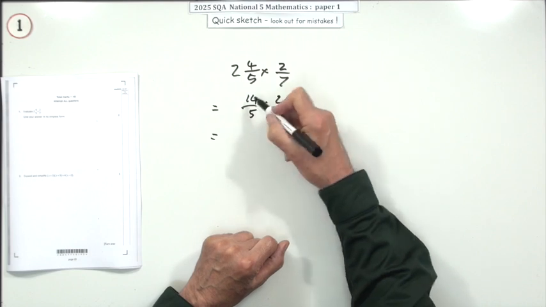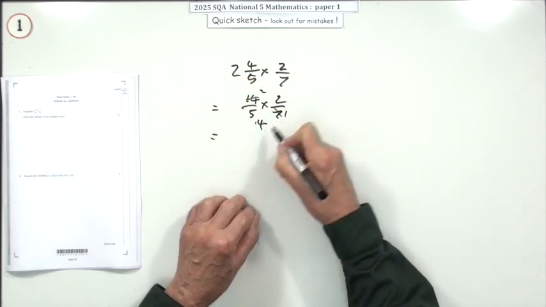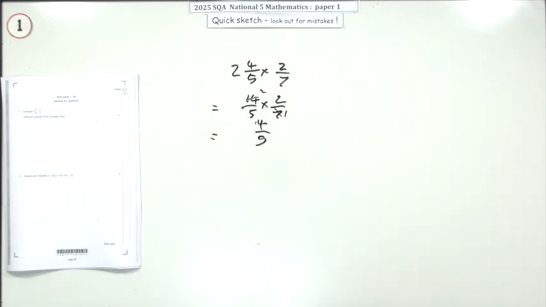So the 7 into 7 goes 1 and the 7 into 14 goes 2. Now carry out the multiplication. That's 4 over 5 and that's all there is to it.